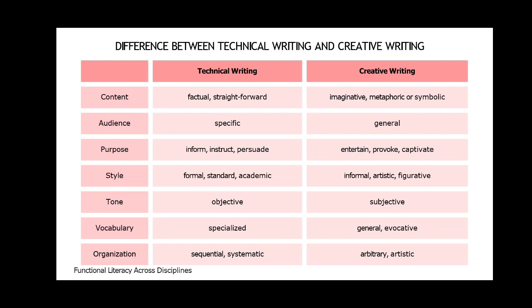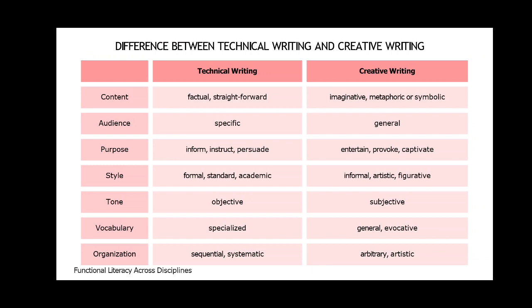For the style of technical writing, it's very formal, it's very standard, it is very academic. With creative writing, it is very informal, very figurative. With technical writing, it's very objective. Creative writing is very subjective, as you're going to sometimes write about a particular topic based on your experience or based on your imagination.